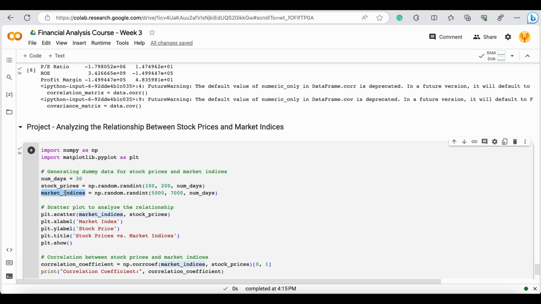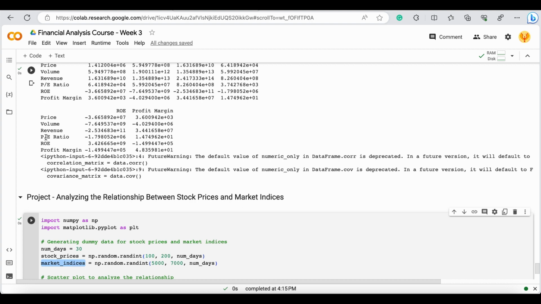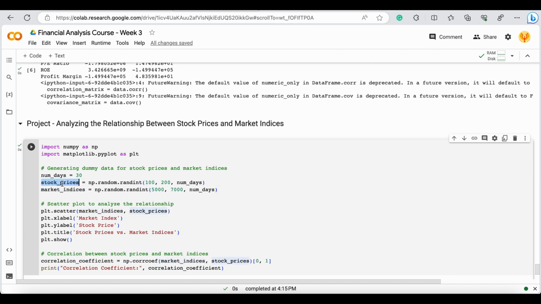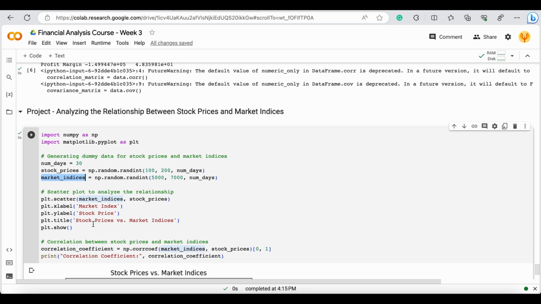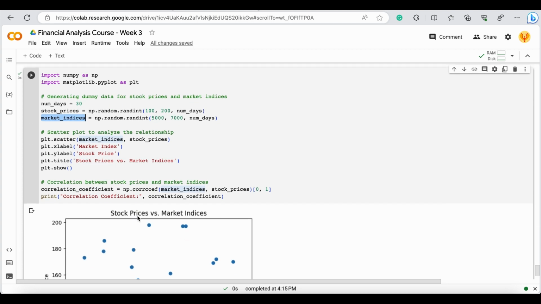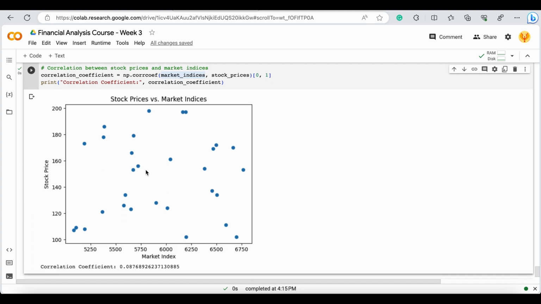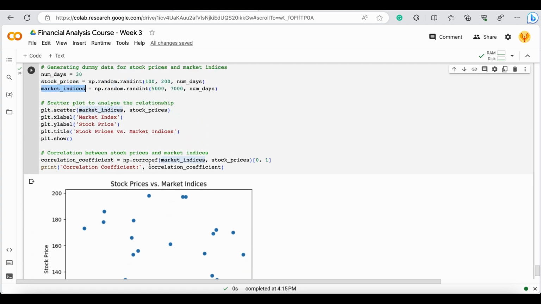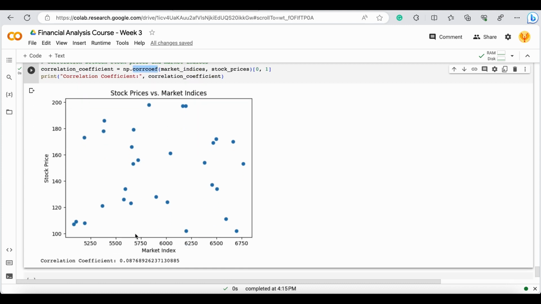Whenever you have these kinds of market indices, market indices are things like PE ratio, ROE, profit margin. These are your market indices. You want to know the relationship between your stock price and your market indices. So you can calculate it by building a scatter plot here. In that scatter plot, this is the scatter plot you have, and you can calculate the correlation coefficient between these two, which comes out as 0.08.